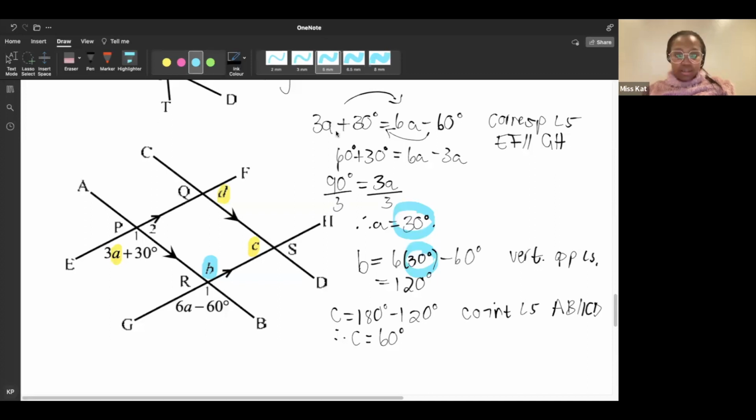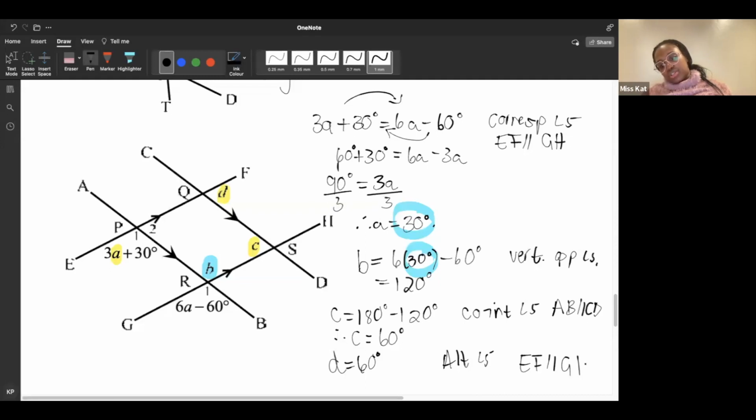Okay, Oratile. Hi, ma'am. Ma'am, D is equal to 60 degrees. Okay, reason? Alternating angles. There we go. Which parallel lines did you use? EF and GH. EF is parallel to GH.